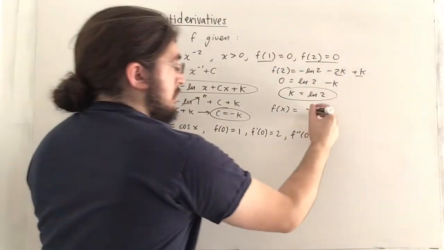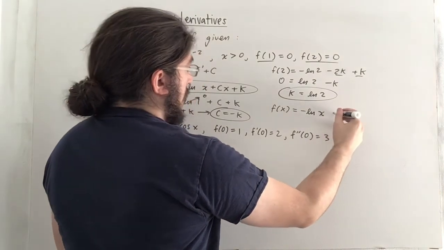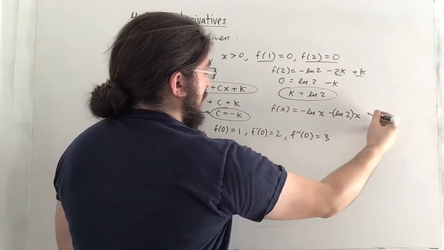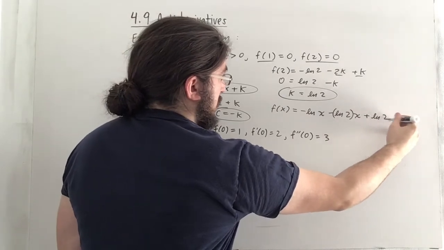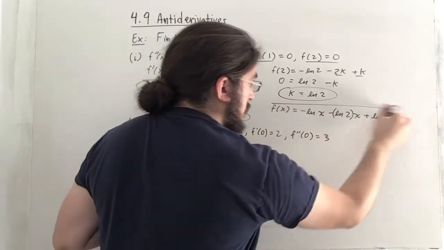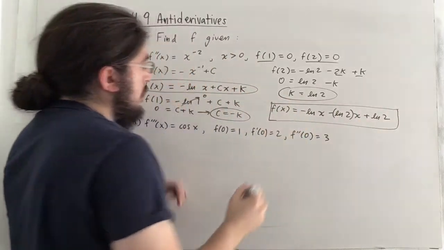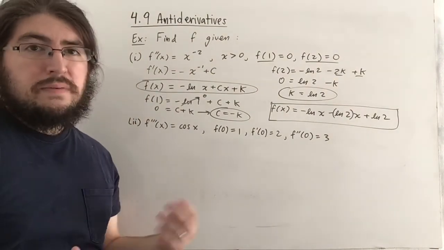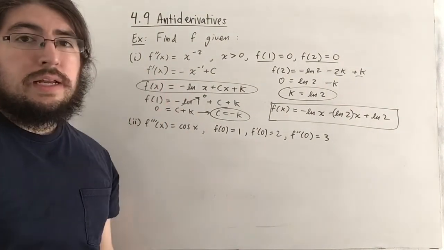We get f of x is equal to negative ln of x minus ln of 2 times x, like that, and then plus k, which is ln of 2. So it was a little funky looking, but it's not too crazy, I guess. But again, I really wanted to showcase an example that involved natural log, because when it comes up, it confuses people. So don't let that get the better of you.